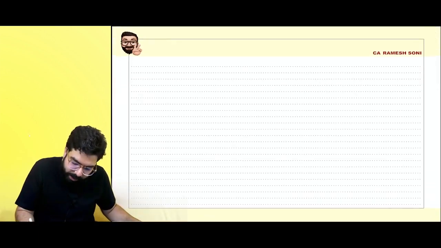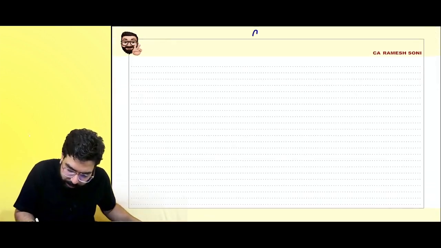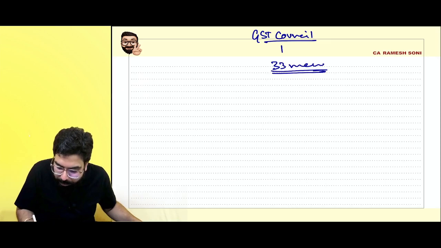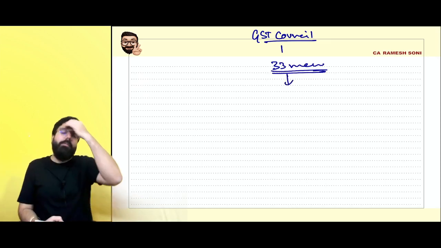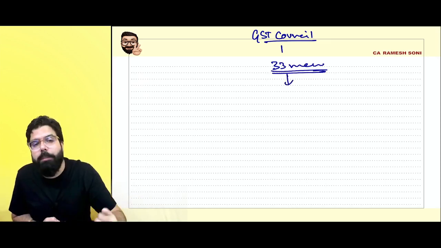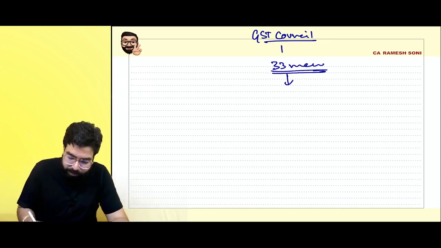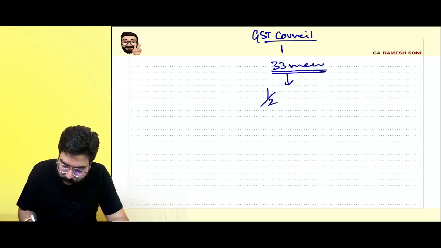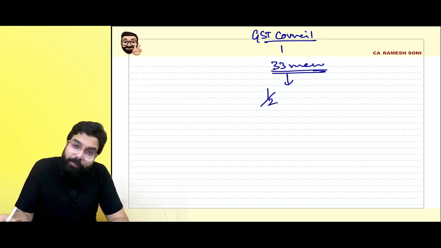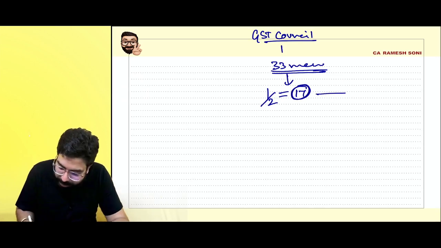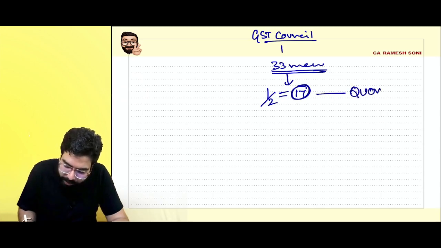Then quorum. Always remember, GST Council has how many members, sir? GST Council has 33 members. Okay, sir. Now, how many members are required to form a quorum? Quorum means the minimum number of members required for a meeting to be held. Half of the number of members. In the exam, if they ask you, write half of the number of members. Don't write 17 and come. So half of the number of members are required for a quorum.